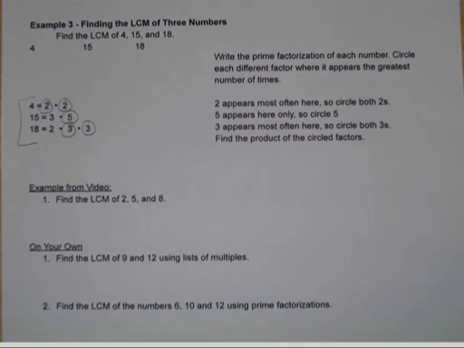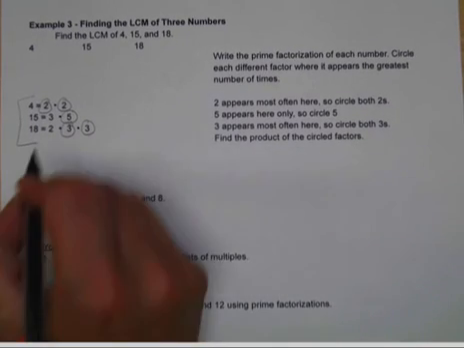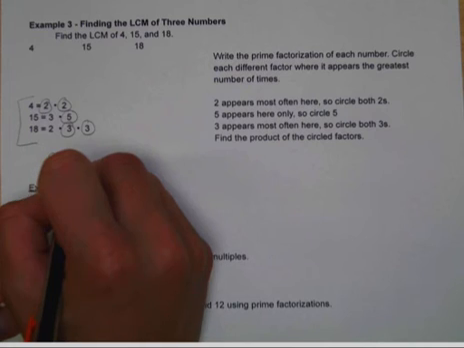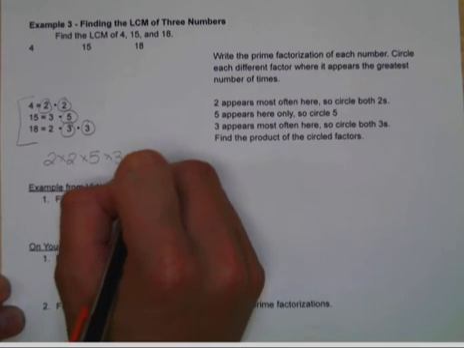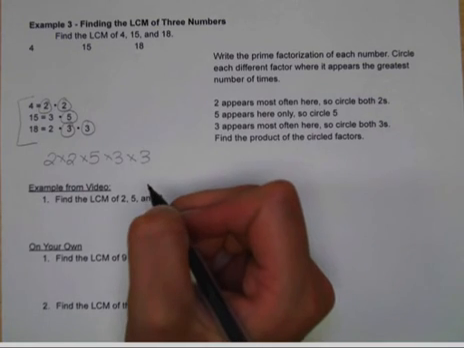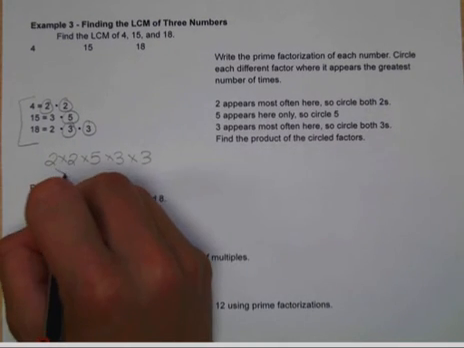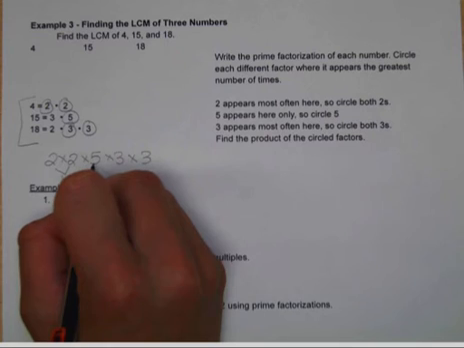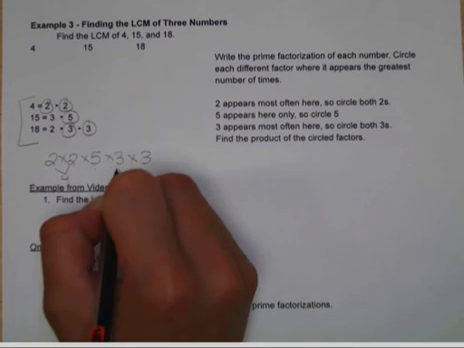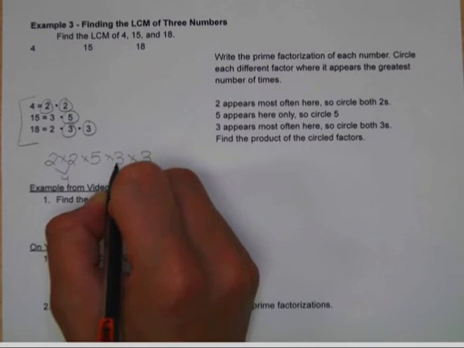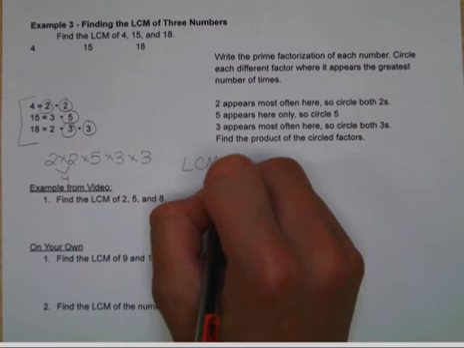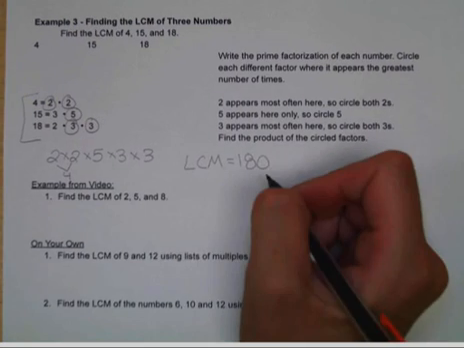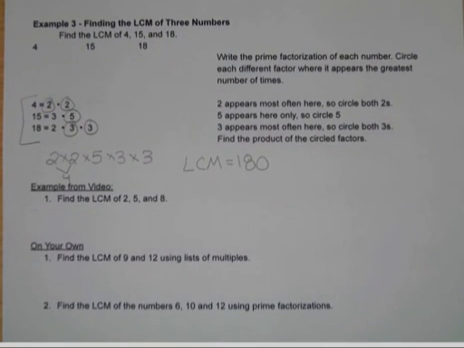Then to find our least common multiple, we are going to multiply all of our circled numbers together. So we have 2 times 2 times 5 times 3 times 3. Okay? So I know that 2 times 2 is 4, times 5 is 20, 20 times 3 is 60, and 60 times 3 is 180. So our least common multiple of 4, 15, and 18 is 180.